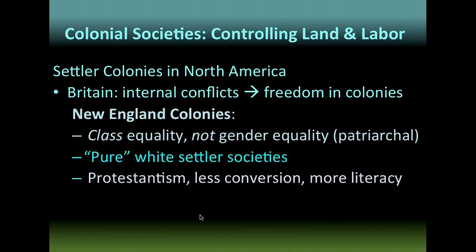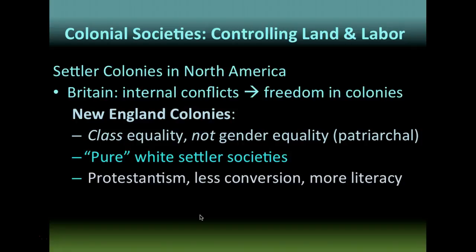Anyways, back to New England colonies in North America. So again, they're pure white settler societies. They do not mix with the indigenous population, and women who are from Britain are very, very carefully guarded. Their men watch them carefully. They are kept indoors for the most part. They're not allowed to go outside unchaperoned because they need to be protected from Native Americans.